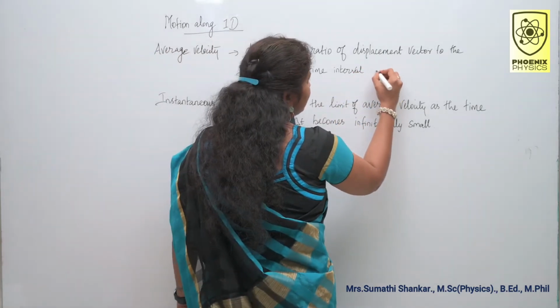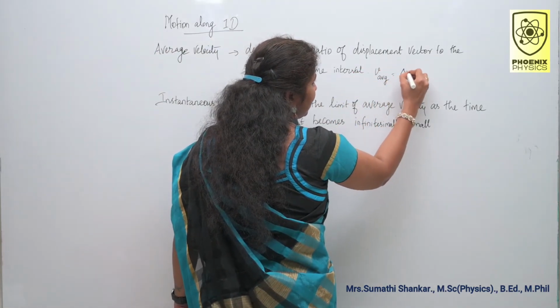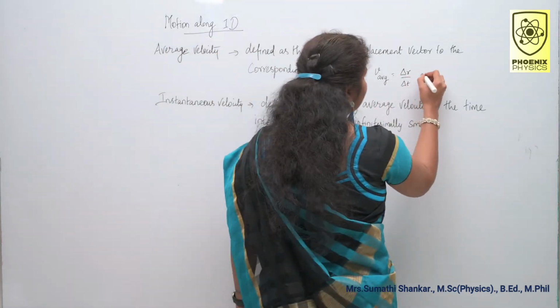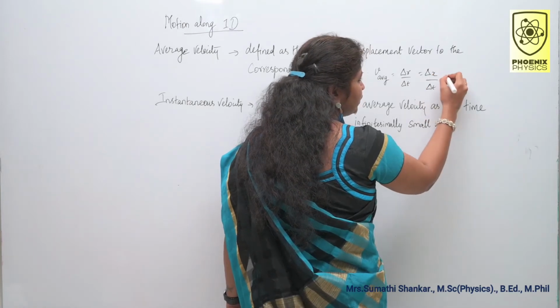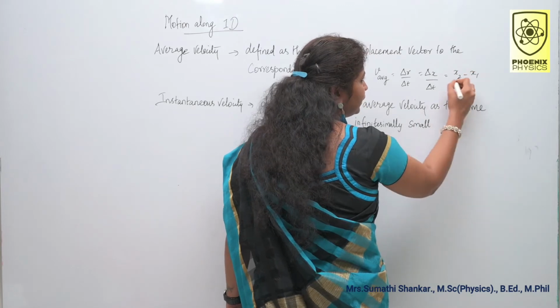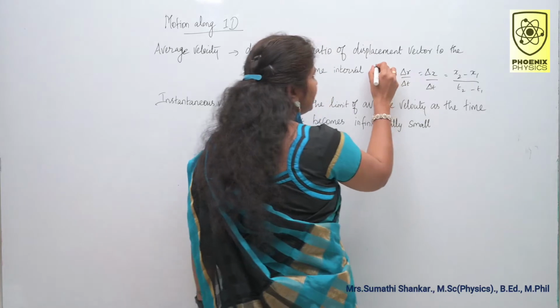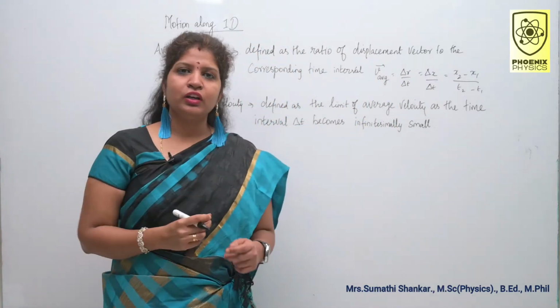That is, V average is equal to delta R divided by delta T, or you can write delta X divided by delta T. What is delta X? X2 minus X1, and delta T is T2 minus T1. This is V average. What is instantaneous velocity?